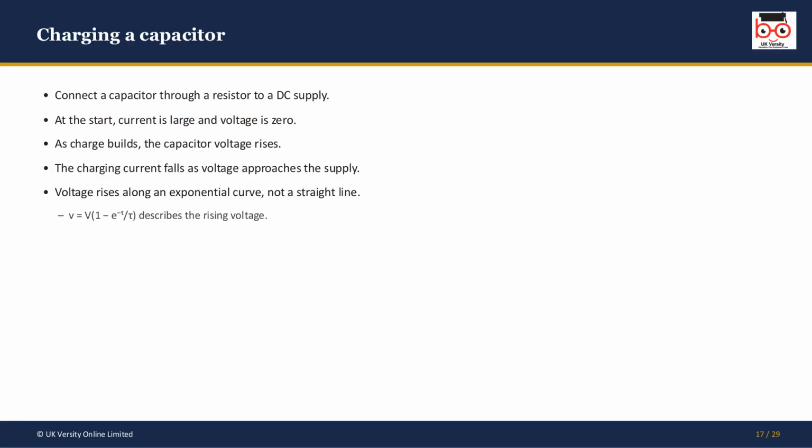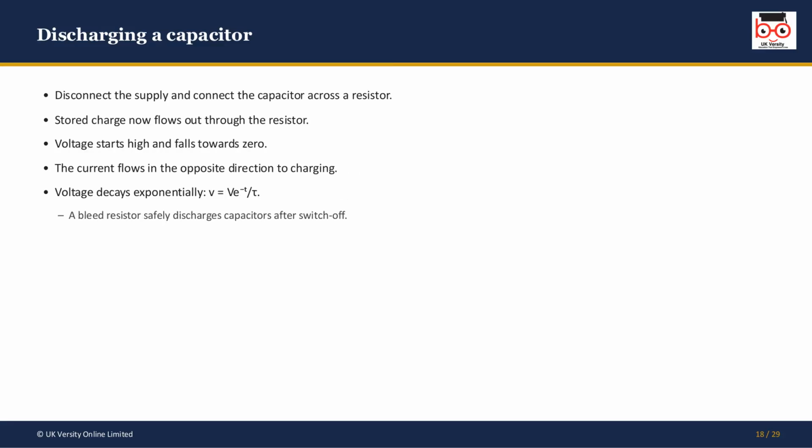Let's see what happens when we charge a capacitor through a resistor from a DC supply. Right at the start, the capacitor is empty, so the voltage across it is 0 and the current is large. As charge builds up, the capacitor voltage rises and the charging current tails off, approaching the supply voltage. Crucially, the voltage doesn't climb in a straight line. It follows an exponential curve, described by V equals the supply voltage times the quantity, 1 minus e to the minus t over tau.